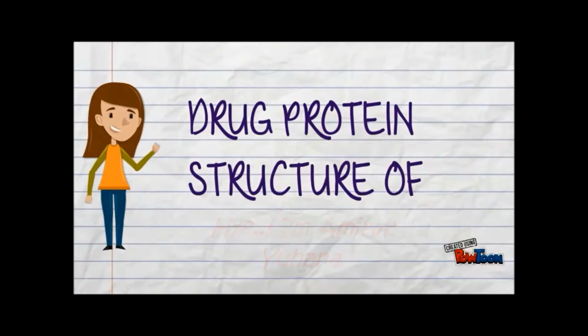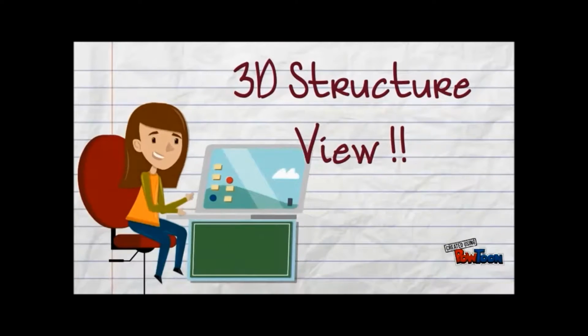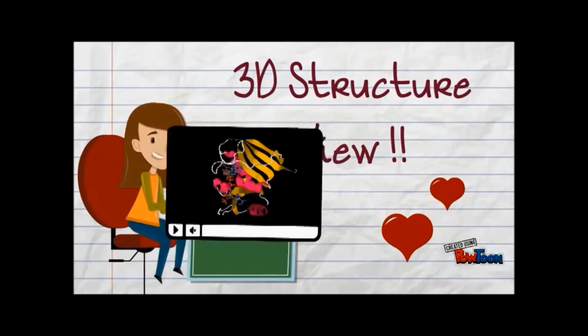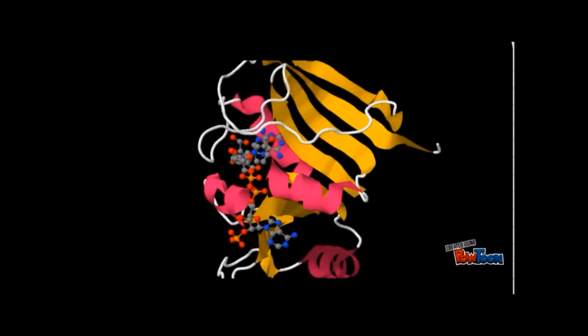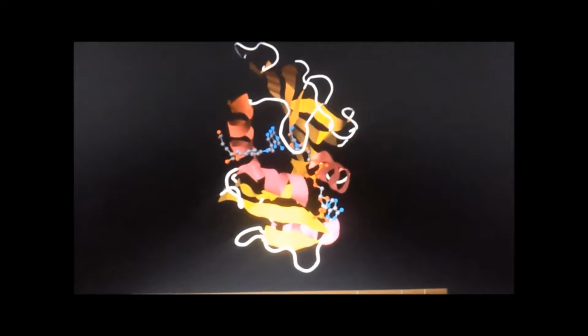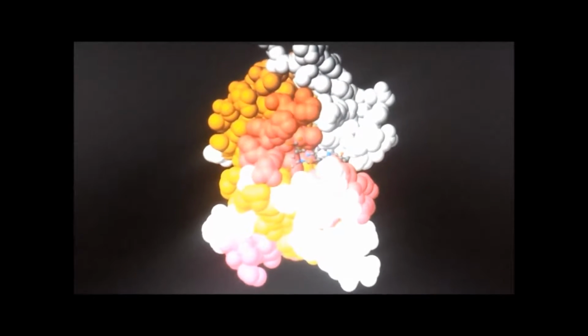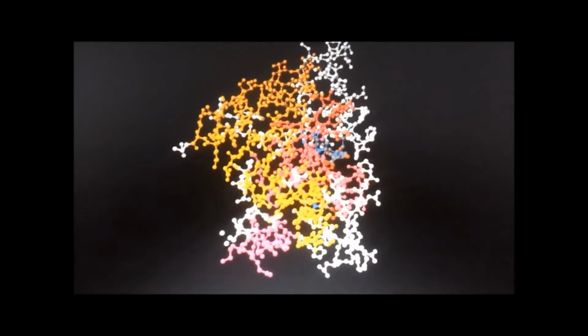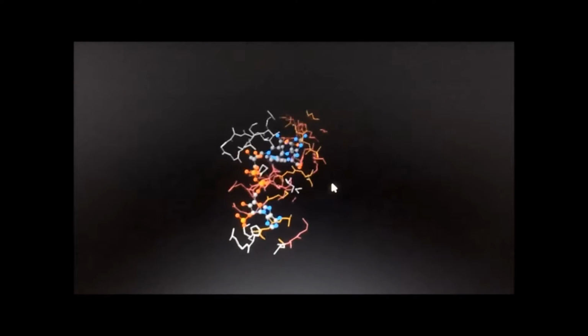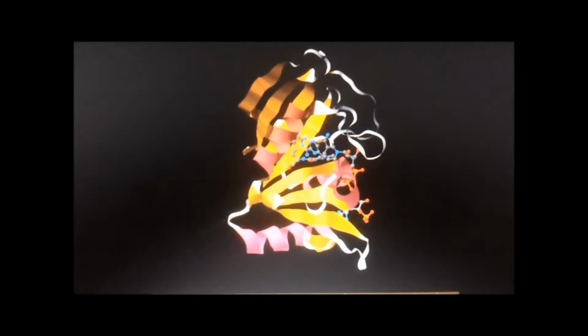Now, let us see the structure of methotrexate in a more interesting way, the 3D structure view. This is the crystal structure of the dihydrofolate reductase enzyme and the binding of methotrexate in different types of 3D structure view, which are backbone, space fill, ball and stick, ligands, which is methotrexate, ligands and pocket, trace and ribbon 3D structure view.